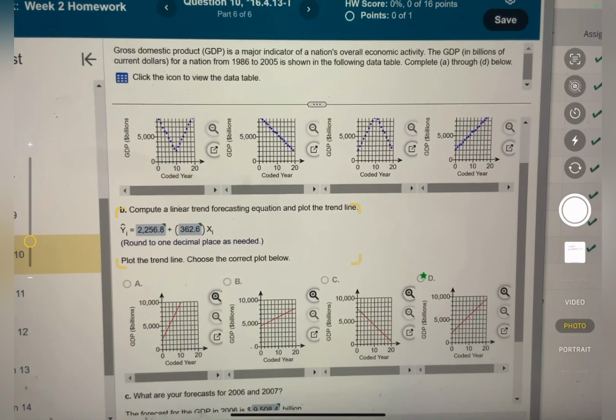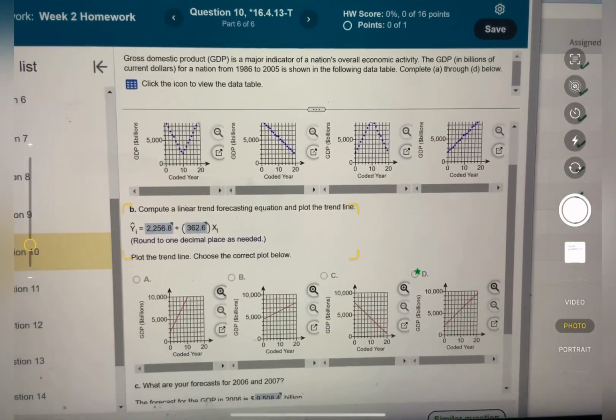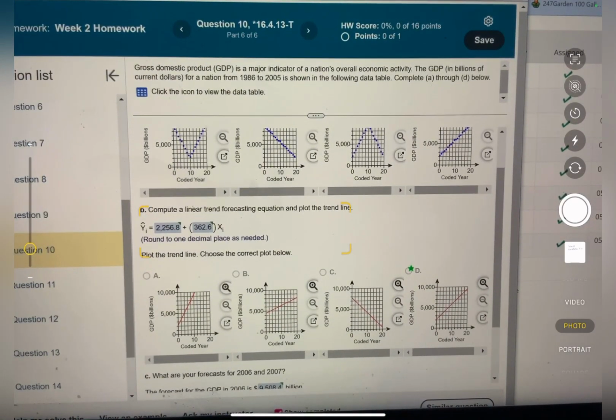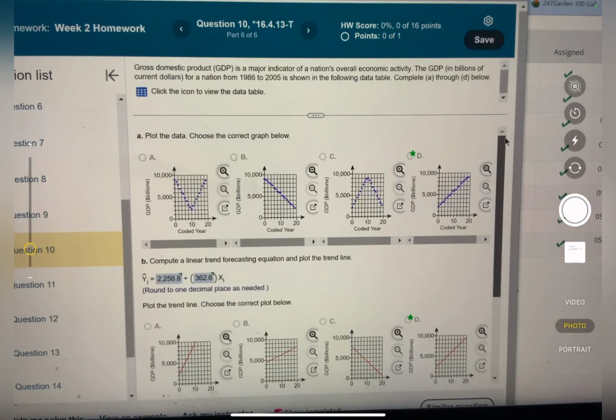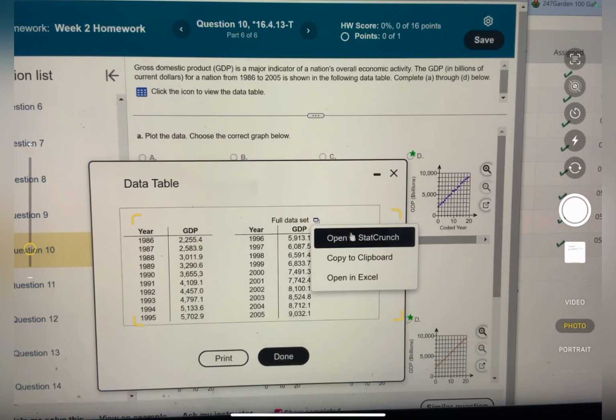Okay, let's continue working on question number 10. It's very similar to question number 9 that we worked already, but I still go over. So first question, what do we need to do? Plot the data. All right. We already know how to plot the data. StatCrunch.